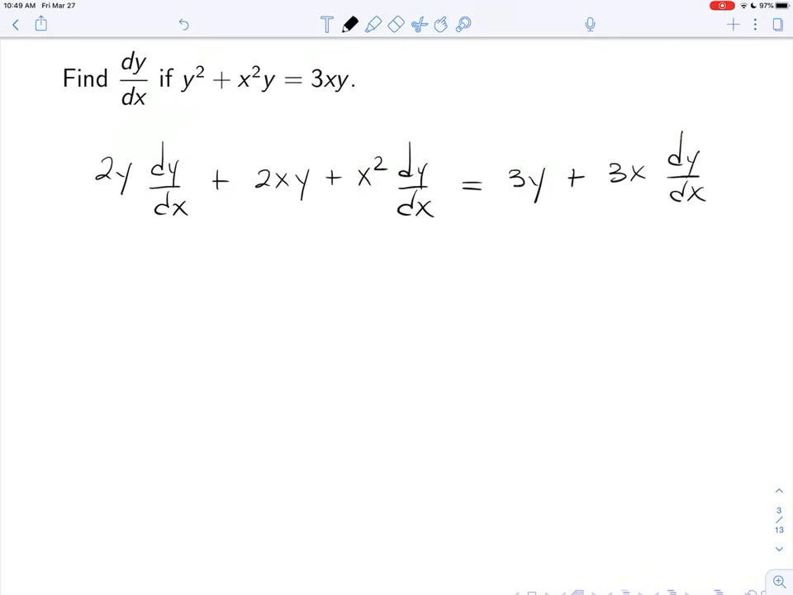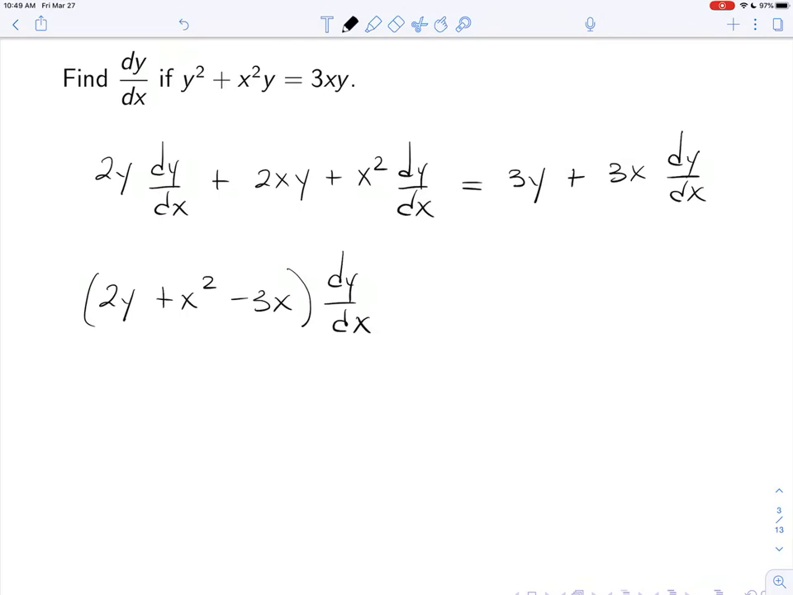And so at this point, it's just a matter of algebra. It's just a matter of solving for dy/dx. To do that, we want to move all the terms that have a dy/dx in them over on one side. So this term and this term need to be together. We'll move this term across. I'm going to go ahead and pull everything over and factor out the dy/dx. So I'm going to have a 2y plus an x squared minus a 3x, all times dy/dx.